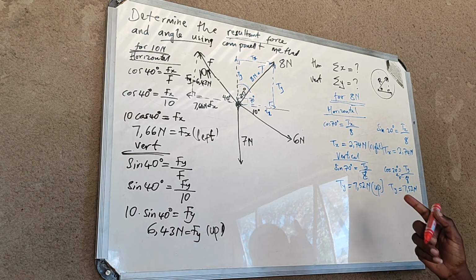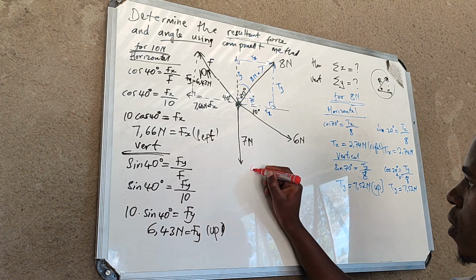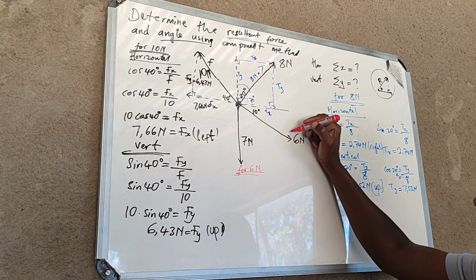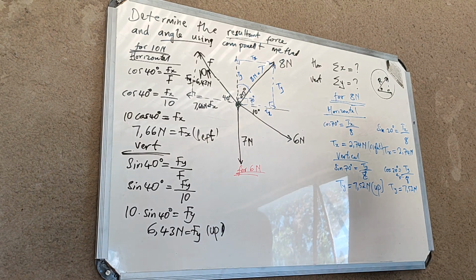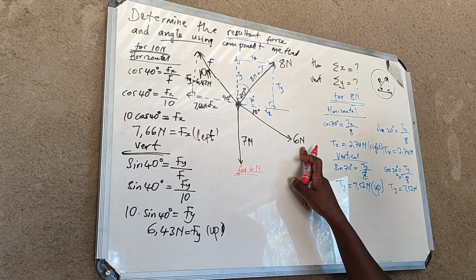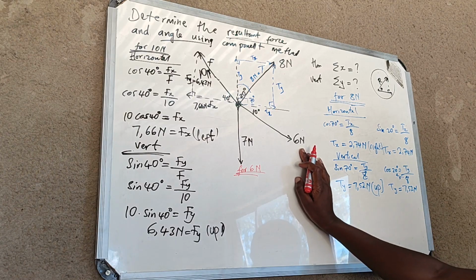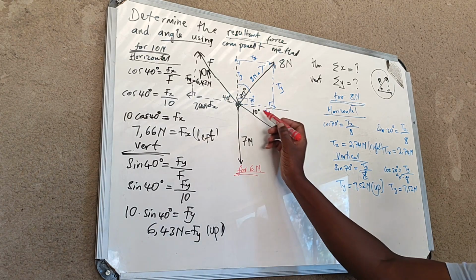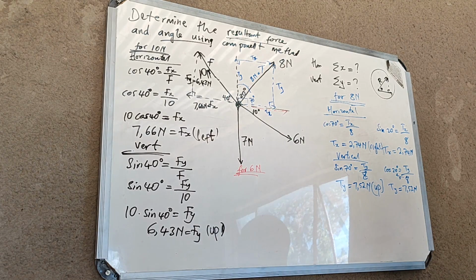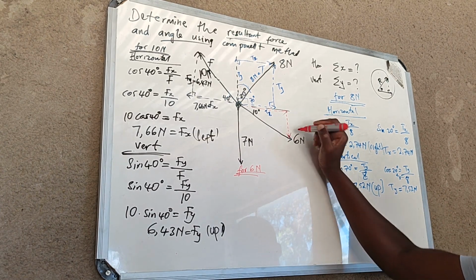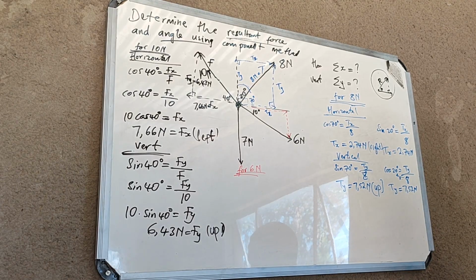Alright, let's move to 6 newton. For 6 newton, is the horizontal component going left or right? Right. So that will be right again. And is the vertical going up or down? Down. So this will be supporting gravity, going down.